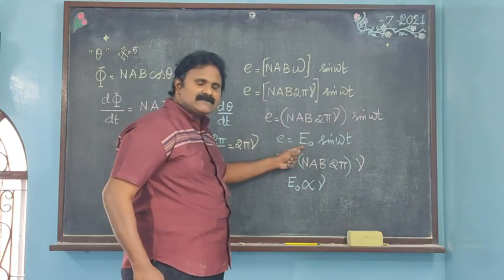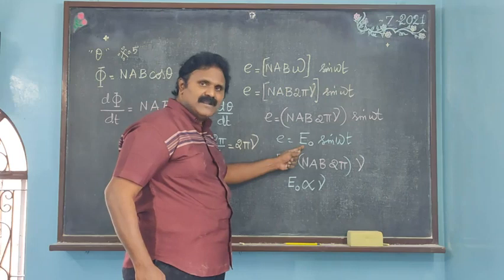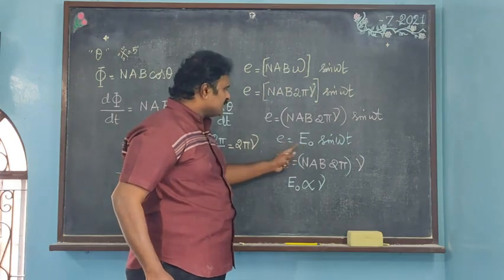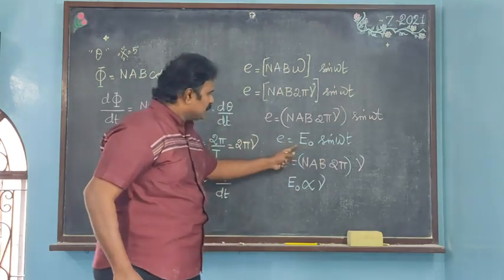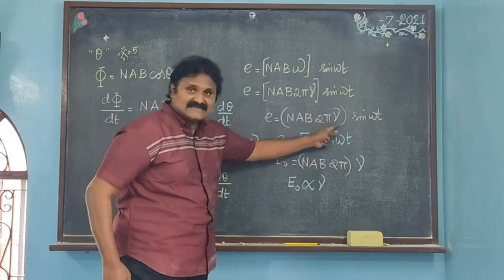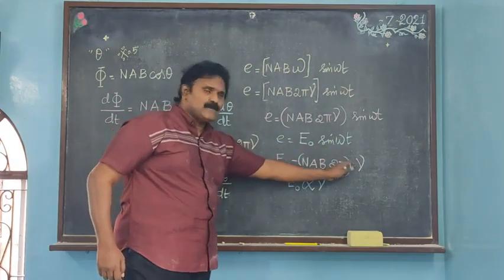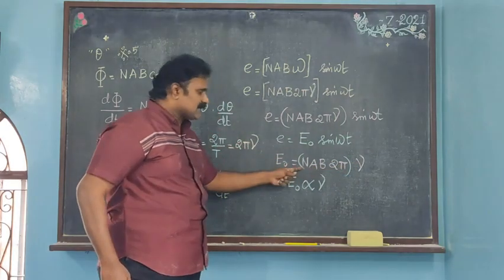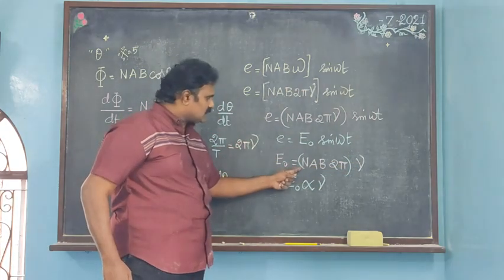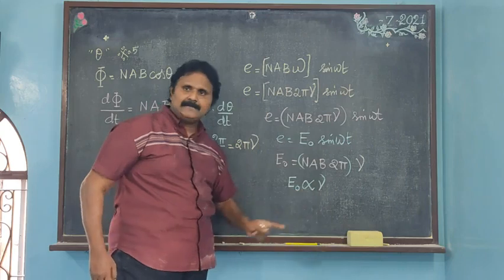E naught is nothing but the maximum EMF induced. So E is equal to E naught sin omega t. This E naught is replacing this. That's why I equate these two. I take the frequency term alone out. Rest of the terms are the constants. So constant altogether is nothing but directly proportional.